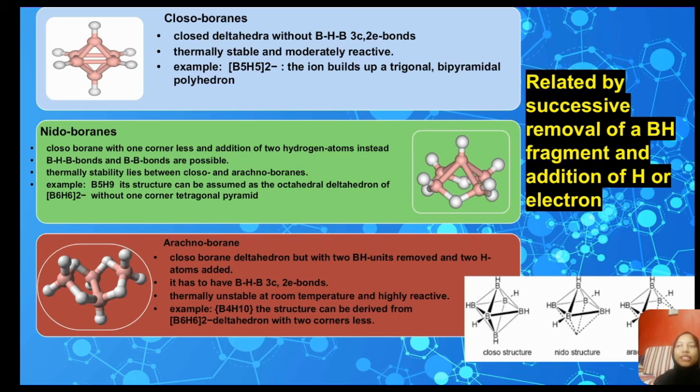And the last one is arachnoborane, which is a closoborane deltahedron but with 2 BH units removed and 2 H atoms added. It has to have BHB 3c-2e bonds, is thermally unstable at room temperature and highly reactive. For example, the structure can be derived from the B6H6 deltahedron with 2 corners missing.